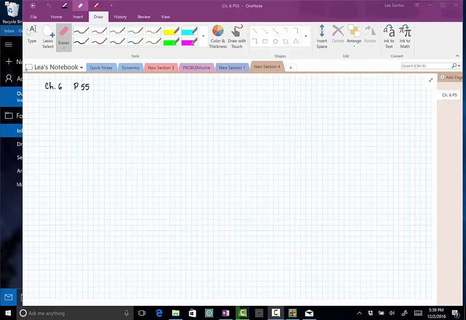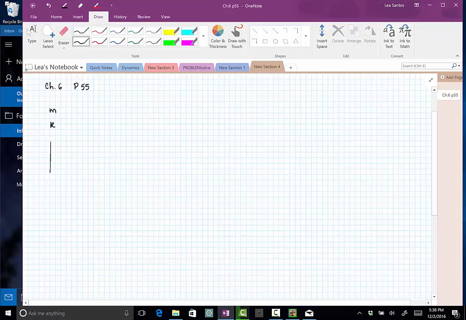Okay, so this is problem 55 of chapter 6 of Giancoli 6th edition. So what we have is a wood block, and the mass of this wood block is given to us, and it is attached to a horizontal spring, and they also give us the spring stiffness constant. Okay? And the idea is the following.